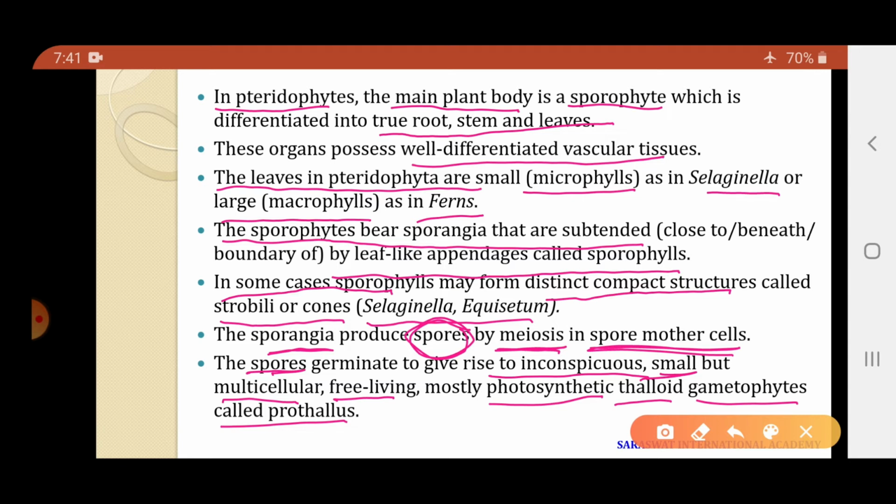Sporophyte will develop the gametophyte and this gametophyte is independent of the sporophyte. ये खुद अपना काम करता है. It is photosynthetic. But this gametophyte it is a thalloid body. यानी यहाँ पे प्रॉपर रूट स्टेम लीफ नहीं है. प्रॉपर रूट स्टेम और लीफ किसके पास है? स्पोरोफाइट के पास. जबकि गैमेटोफाइट कैसा है? It is multicellular but it is thalloid.